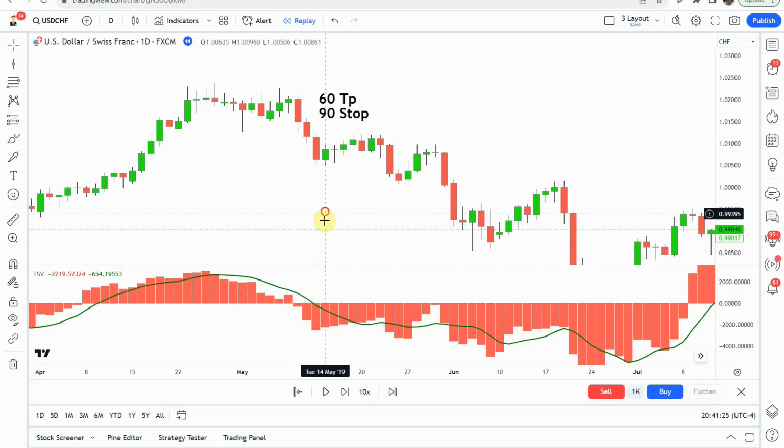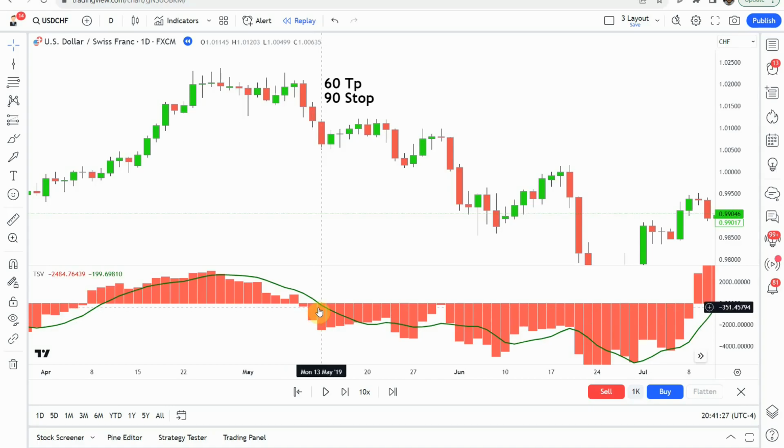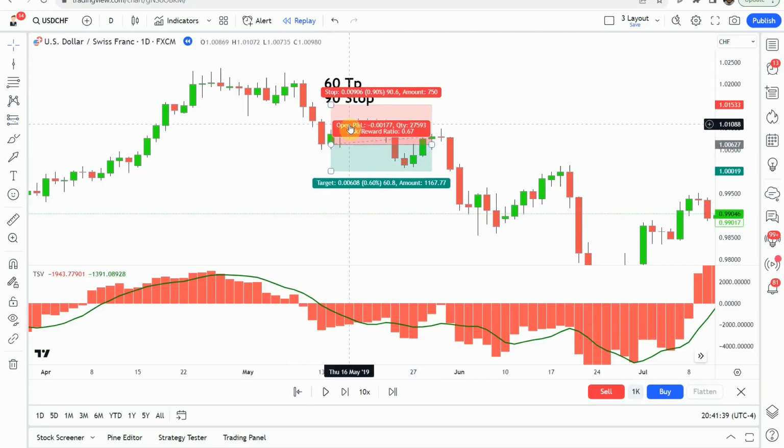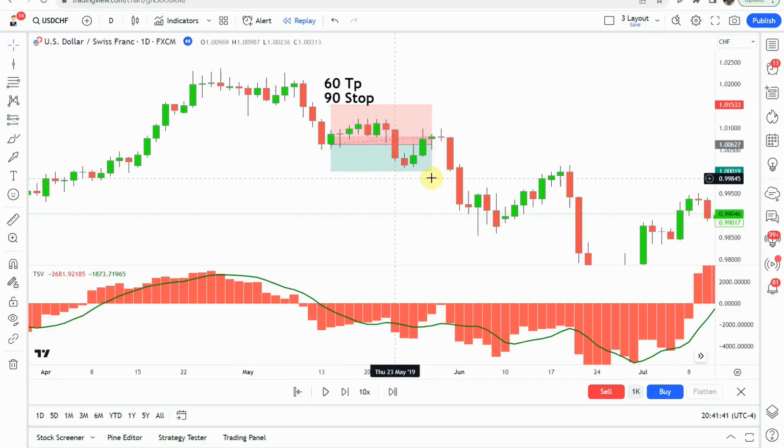below the 0 line and we have a red column below that plot line. That would be a signal to go short. And so we would have a signal right here. And again, we are targeting that 60 pip take profit and a 90 pip stop.